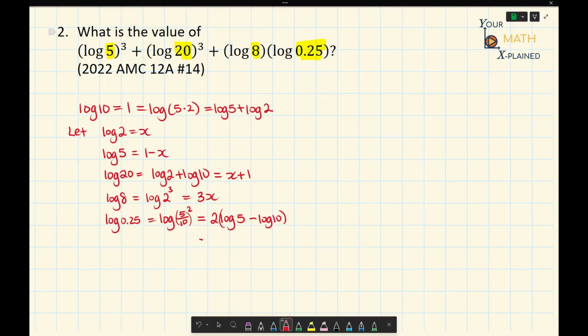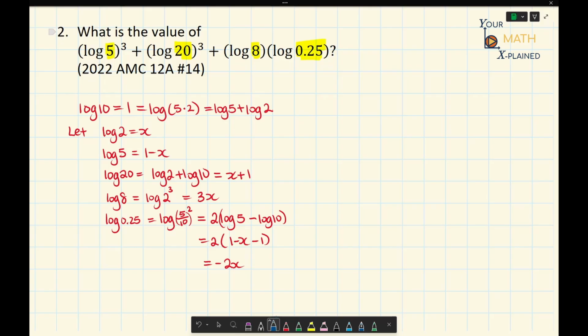So that means this is equal to 2 times, since log 5 is 1 minus x and log 10 is 1, we end up with negative 2x. And now we have written all these log expressions in terms of x. So let's go ahead and substitute that in.